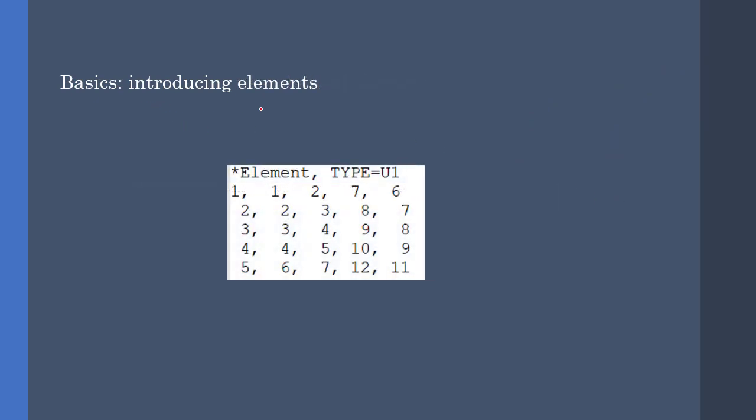Next, we are going to introduce the elements. My option is star element, type U1, which is the name of my user element. The first integer is the element number, element 1, element 2, etc. And the other numbers are the series of nodes connecting and forming that element. For example, element 1 is basically going to have node 1, node 2, node 7 and node 6, and so on.